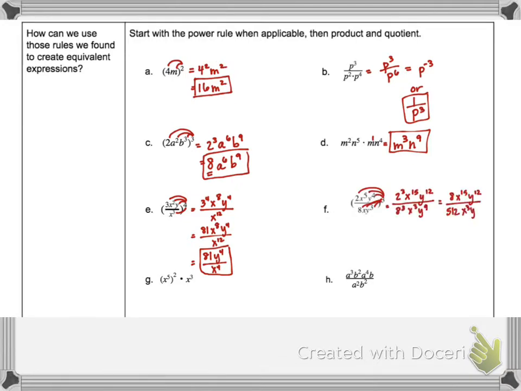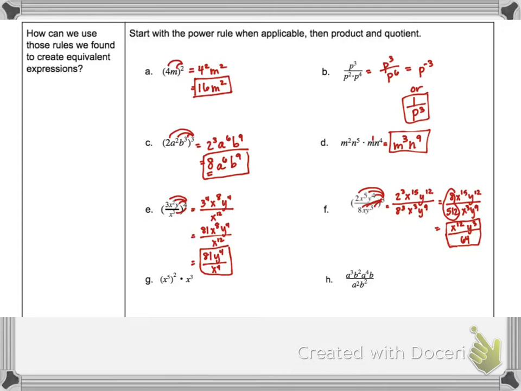Letter F. You had to do a lot of distributing here. 2 to the 3rd, x to the 15th, 5 times 3, y to the 12th, and then 8 to the 3rd, x to the 3rd, and y to the 9th on the bottom. You want to simplify that fraction. That 2 to the 3rd over 8 to the 3rd is 8 over 512. If you left it like that, I'm fine with that for today.